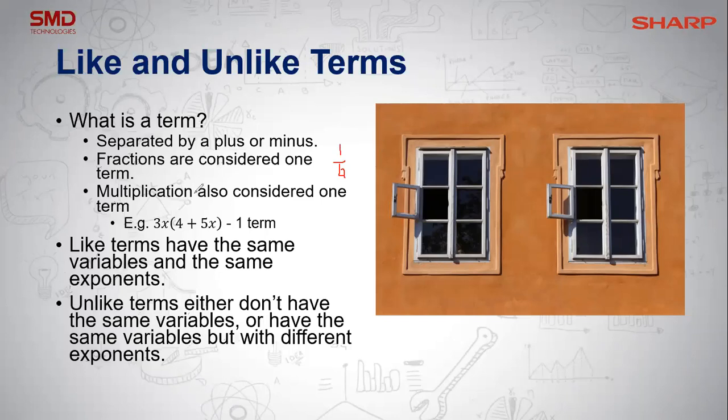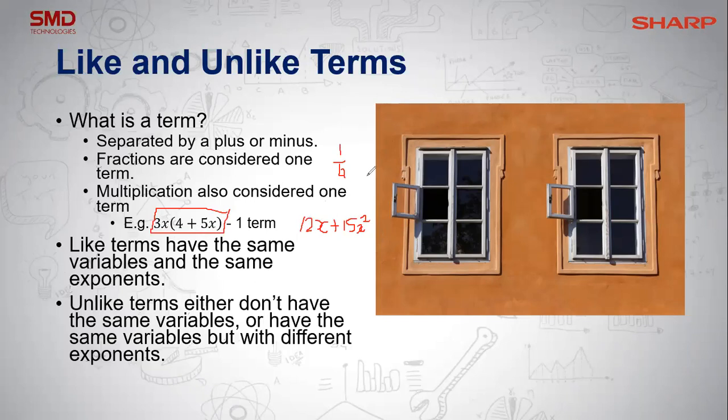So if we look at this one here, this is actually just one term. But if I multiply it out, so 3x times 4, I get 12x. And plus 3x times 5x is 15x squared. Now I have two terms, 1, 2, because they are separated by a plus and there's no bracket. So brackets make the whole thing one term because it's multiplying.